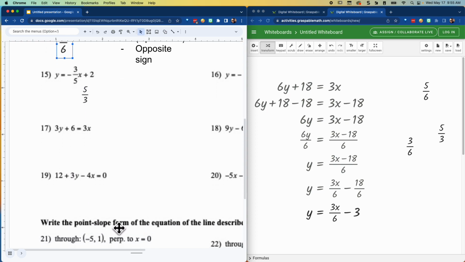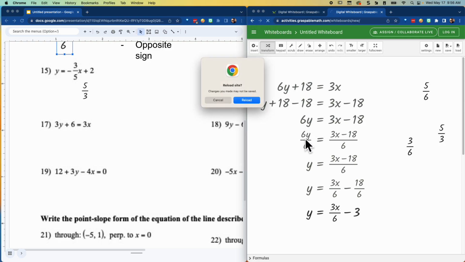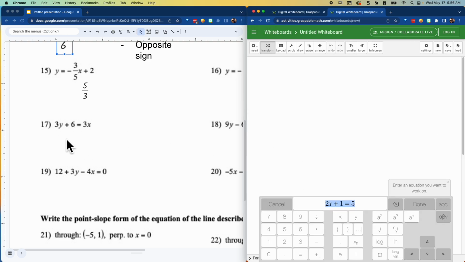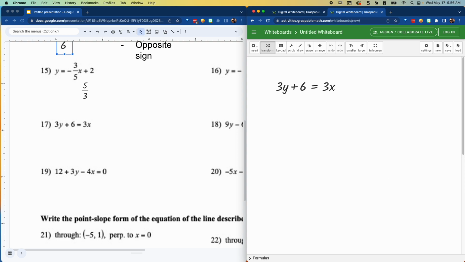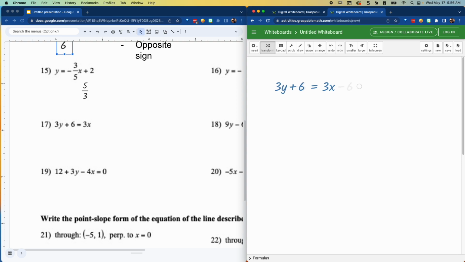Now let's look at 17 and 19. If you look at these, you'll notice that we don't know what the slope is because y is not by itself. So I got to change that equation so that y is by itself. It says 3y plus 6 equals 3x. So let's change this equation so that y is by itself. The first thing I would do is subtract 6 from both sides, and that's going to give me 3y is equal to 3x minus 6.